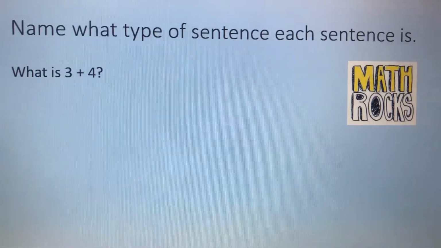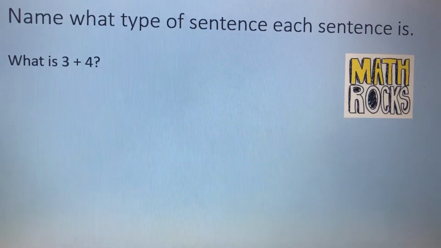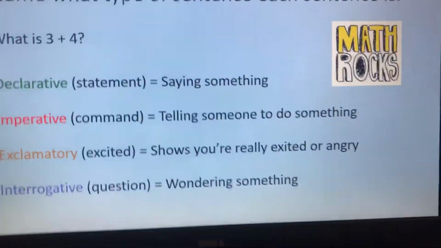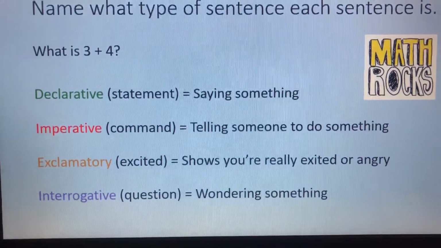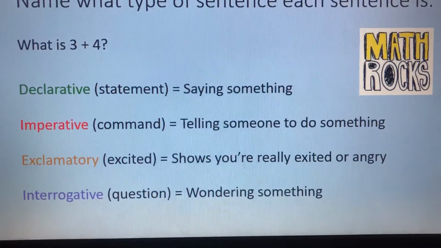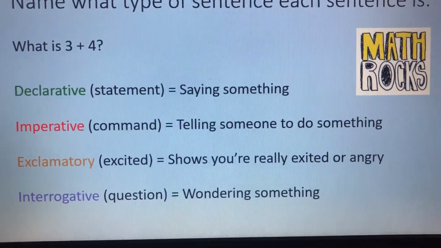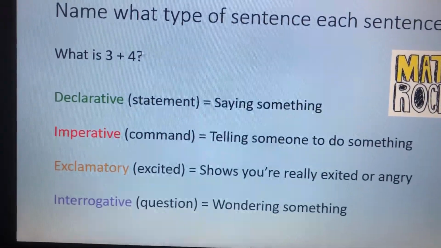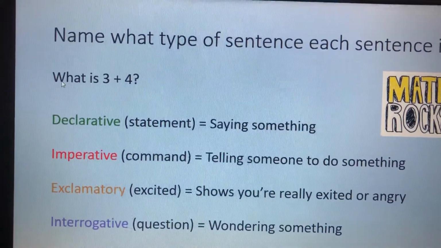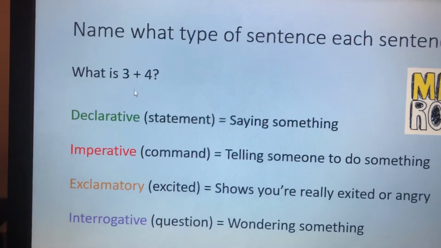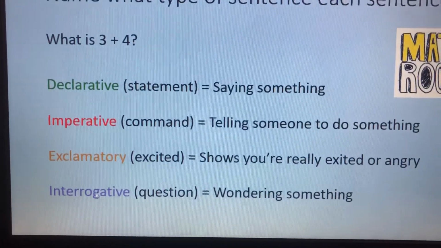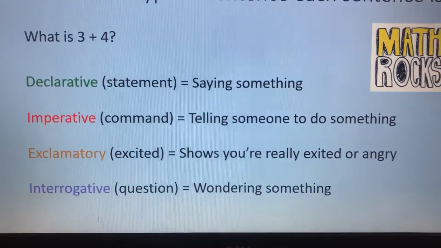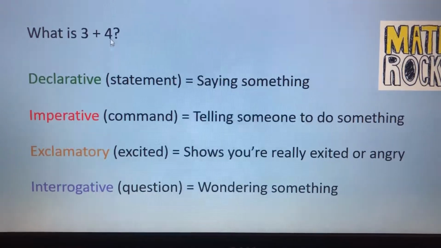Then finally, what's 3 plus 4? So what kind of sentence is that? What's 3 plus 4? Okay, well hopefully you notice the question mark at the end. And you're wondering, hey, what's 3 plus 4? That means it's an interrogative sentence. You're wondering about something, ends in a question mark.